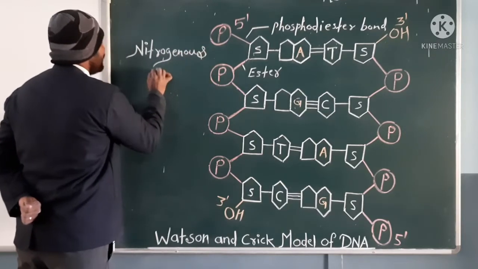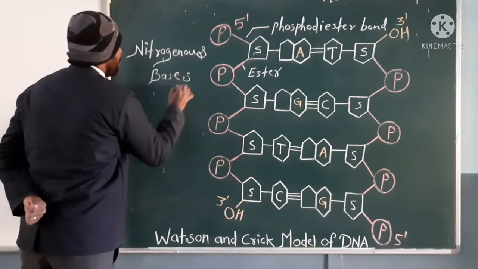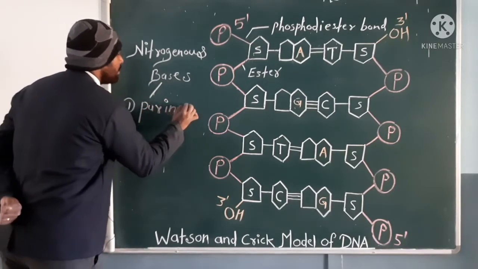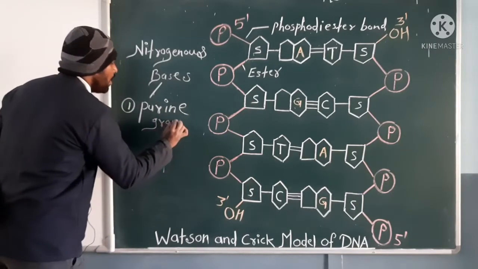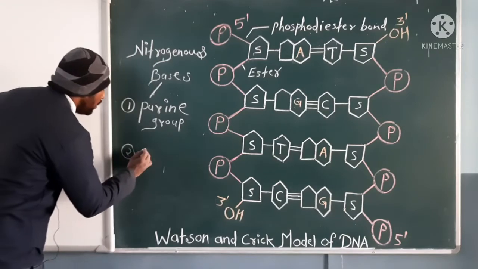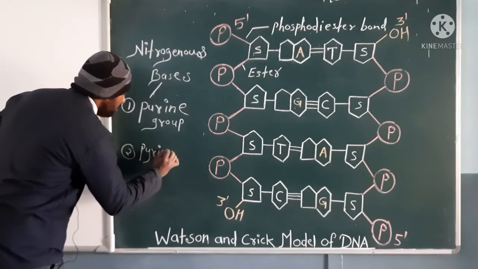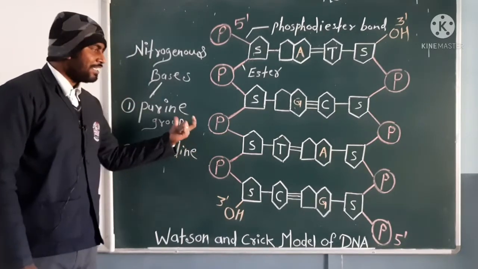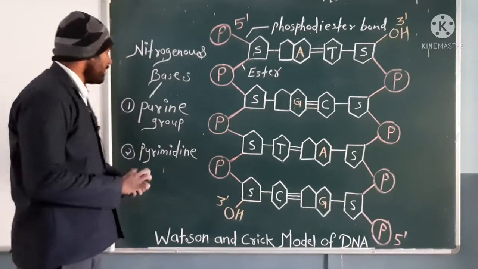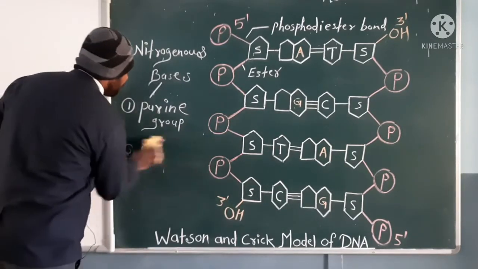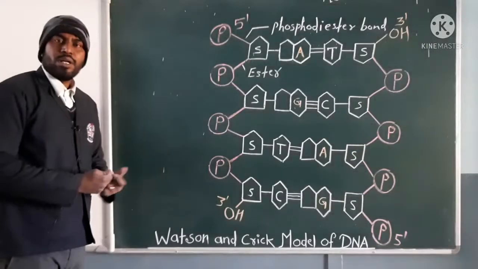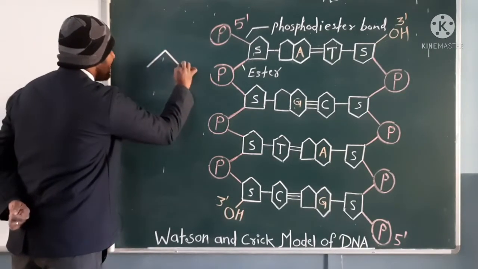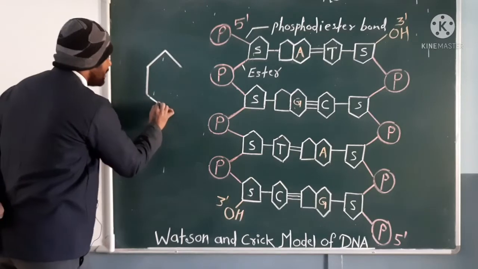These nitrogenous bases are classified into two groups. Number one is called the purine nitrogenous base, or simply we can say the purine group. The second one is called the pyrimidine group. So these are the two nitrogenous base groups that take part in the formation of the DNA molecule. Now let's study the purine group. What is the purine group? The purine group nitrogenous base is made up of a double ring.